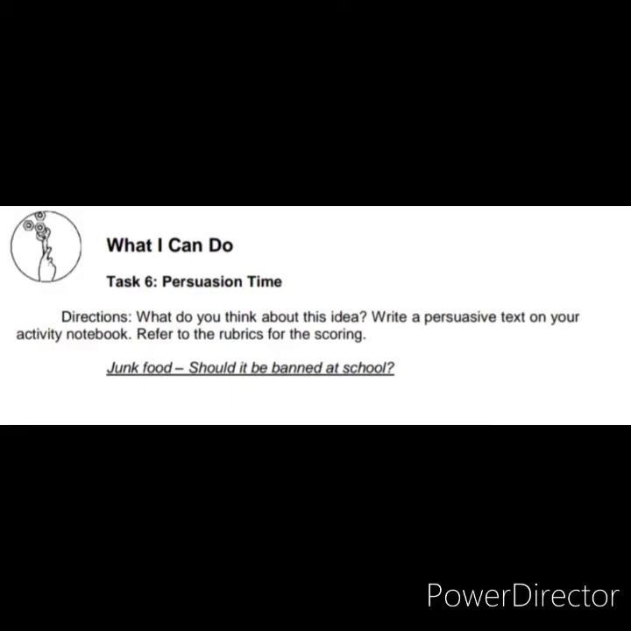Now, for the last and final activity, let us do task number 6, persuasion time. What do you think about this idea? Write a persuasive text on your activity notebook. Refer to the rubrics for the scoring. Junk food. Should it be banned at school? Start writing your persuasive essay.